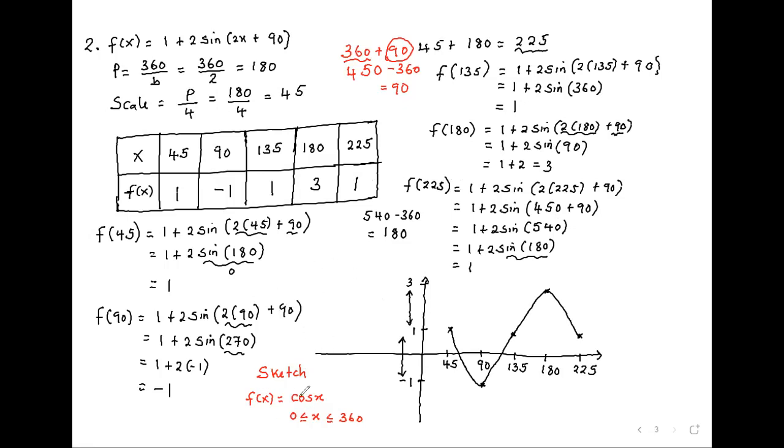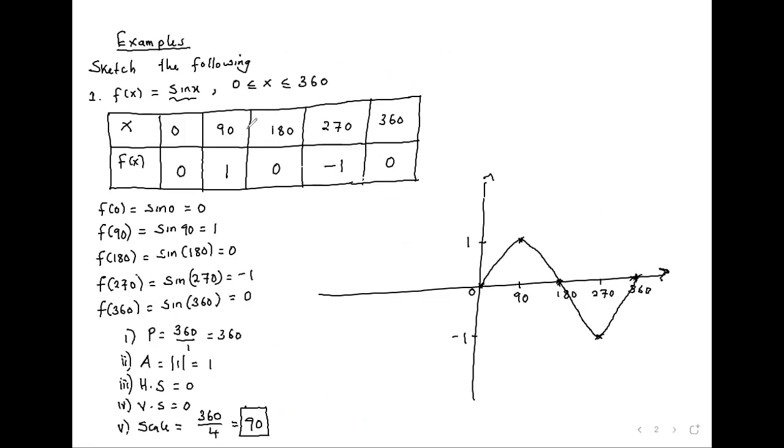To sketch f of x is equal to cos x, please use the table method, because we haven't done the other method. We're coming to do the other method when we come back. So use this table here. Okay, let's do the sketch. Get it correct and be happy.